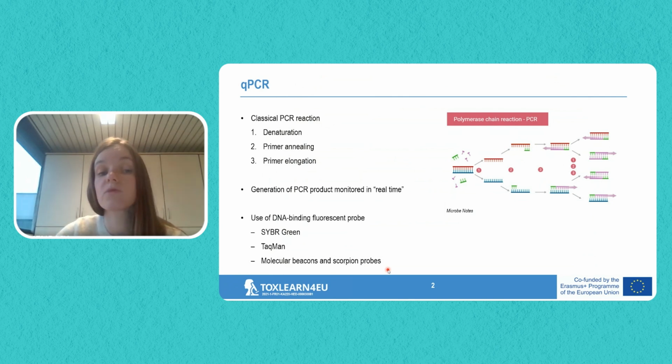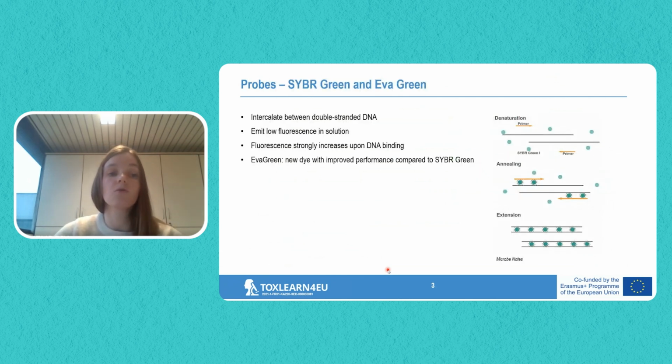So I will briefly explain to you again the basic principle of SYBR Green probes. Both SYBR Green and also EvaGreen, which is a very similar dye, will intercalate between double-stranded DNA. When they're freely available in a solution, they will emit low fluorescence, but when they intercalate between double-stranded DNA, their fluorescence intensity will significantly increase. So this is what we can see here.